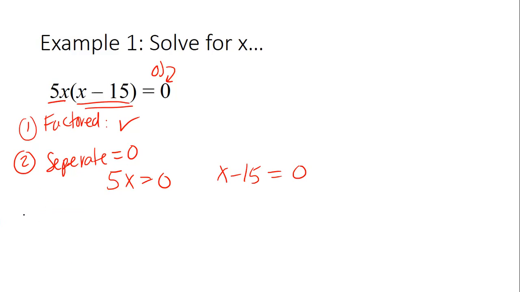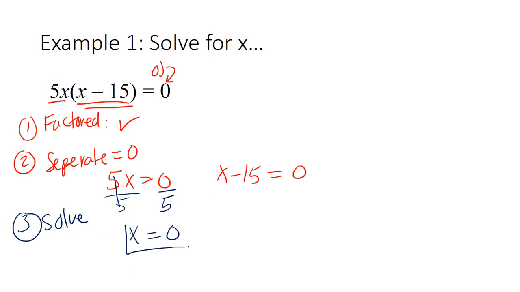Step 3 is you're going to solve for x. So what do I need to do here to solve for x? 5 times x equals 0. So divide. And 0 divided by anything is what? 0. So my first answer is x equals 0.